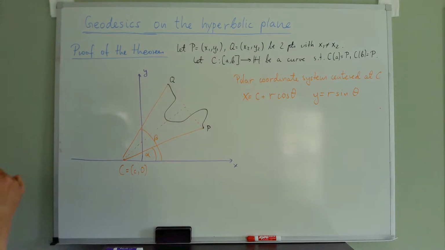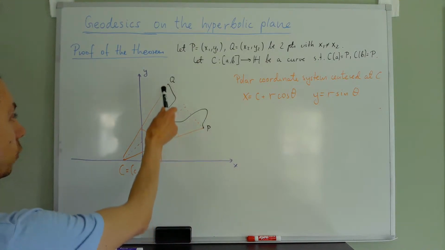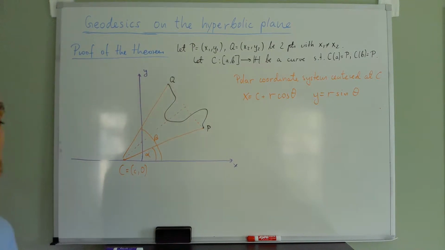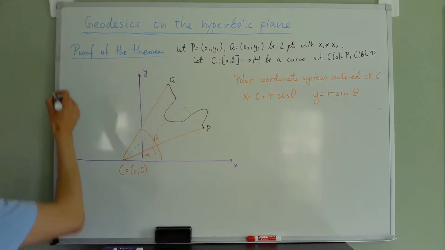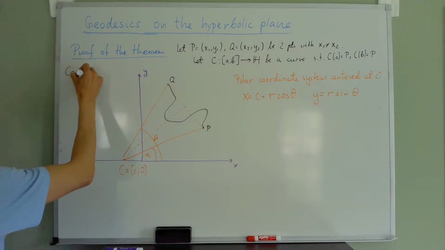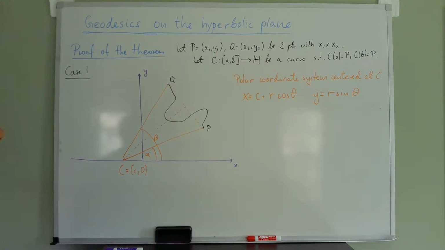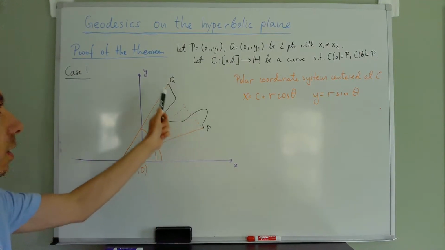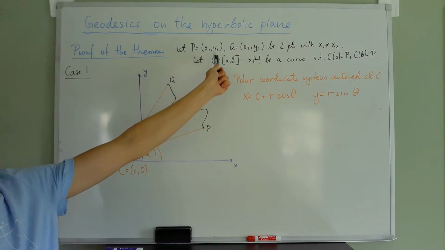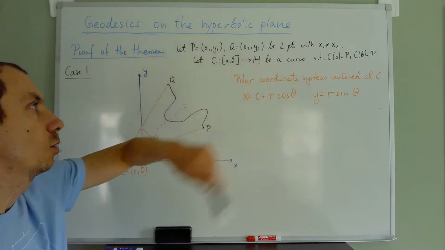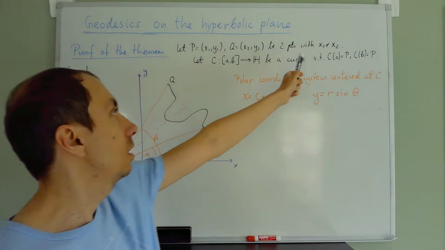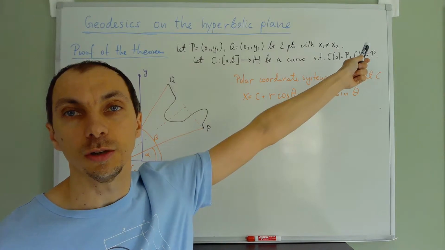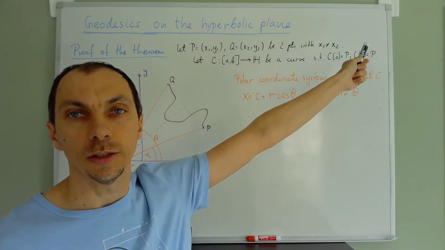So we're going to talk about that case when Q and P are not on top of each other first. So this is case 1. So we start with these 2 points, P and Q. P has coordinates x1, y1, and Q has coordinates x2, y2. And the assumption is that x1 is not equal to x2. So that means Q doesn't lie on top of P.